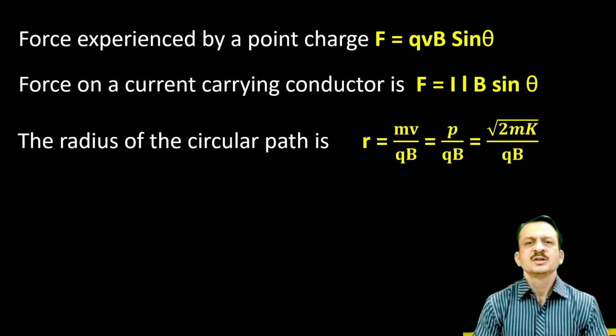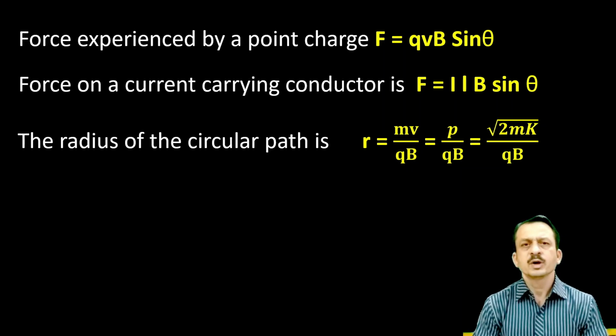And next formula is, whenever a charged particle is moving perpendicular to the direction of the magnetic field, then it describes a circular path, and the radius of that circular path is given by R is equal to m into V divided by Q into B. Now m into V is nothing but the momentum. Therefore, if they ask in some problems in terms of momentum, then we can write it as P divided by Q into B. Now we know the relation between the kinetic energy and the momentum. So P is equal to square root of 2mK, so R is equal to square root of 2mK divided by Q into B.